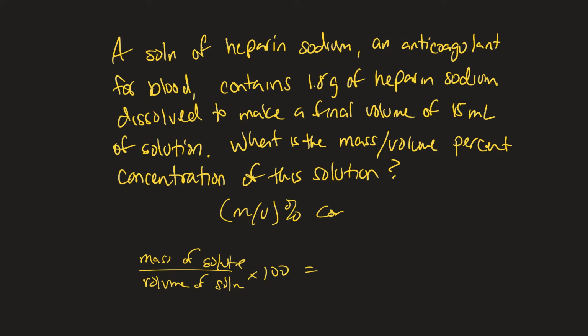In this question, I tell you the mass of heparin sodium, which is 1.8 grams, divided by the total solution that's going to be made, which is 15 milliliters. Then we multiply this by 100. When you do this, we get 12% mass per volume percent concentration. This is the way that you would typically find this out.